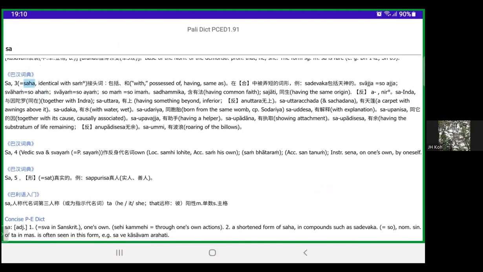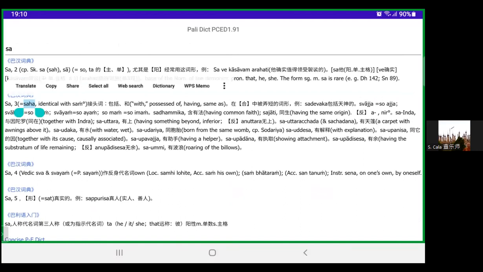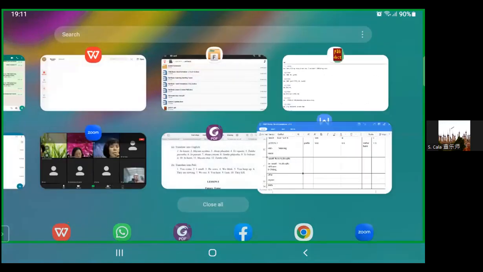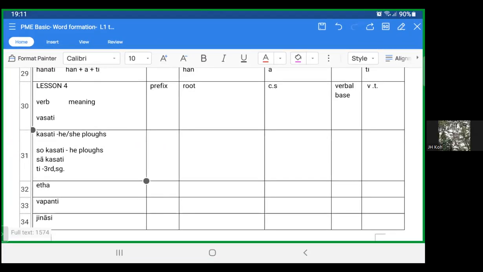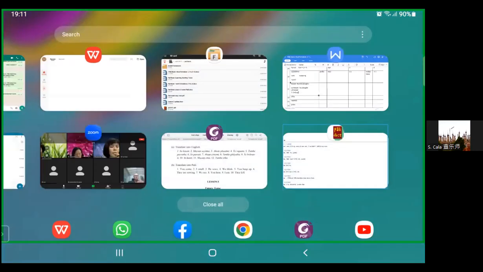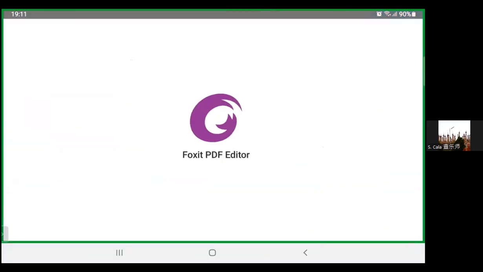So short a is actually one person. Sa is female, because remember the female is always long a, sa. Normally for a female name, if it's the last vowel, it is long. For example, somebody like Sumita is long a, Sumita. Okay, now we will do the exercise, translate into Pali.